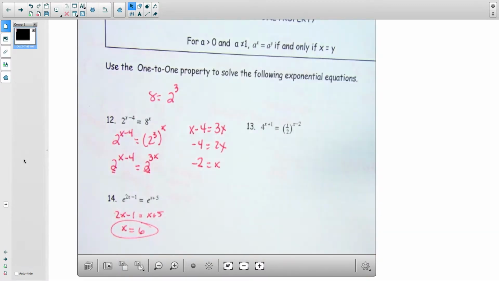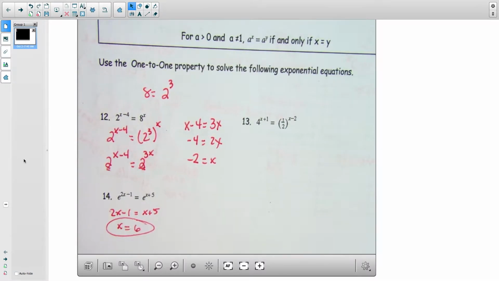Sometimes you may have to change both of them.